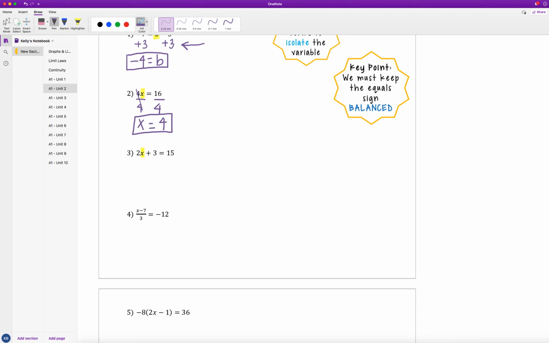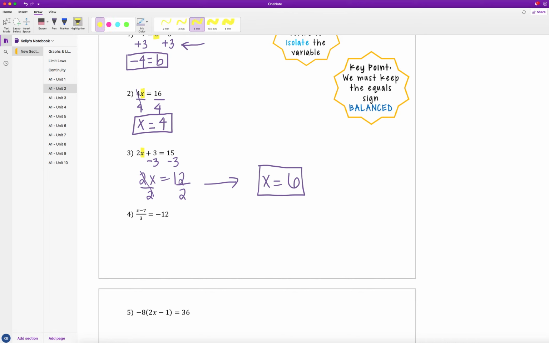So the first thing I'm going to do is get rid of this 3 to the other side, and since I'm adding 3, I subtract 3 so they cancel out, and I get 2x equals 15 minus 3, which gives us 12. Now that was our first step. Our second step to get x by itself is to remove the 2, so I divide through by 2 so that they cancel each other out, which leaves me with x equal to 6.